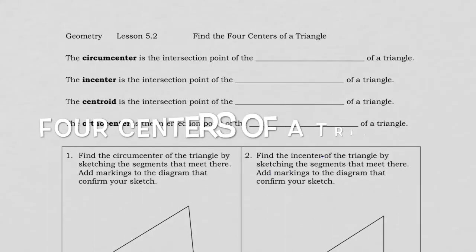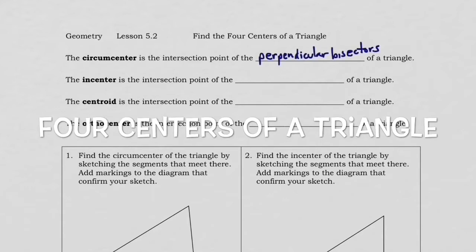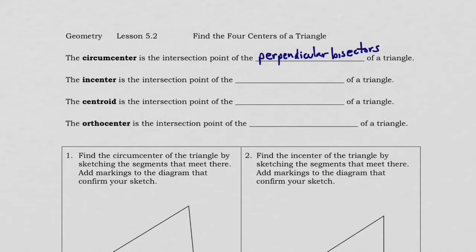The circumcenter is the intersection point of the perpendicular bisectors. The incenter is the intersection point of the angle bisectors. The centroid is the intersection point of the medians. And the orthocenter is the intersection point of the altitudes. In this video, we're going to talk about how to create a sketch of these 4 different centers of a triangle, and I'll mention some of their properties as well.